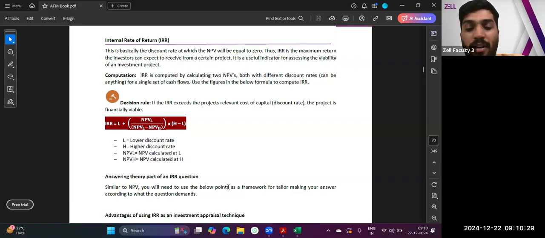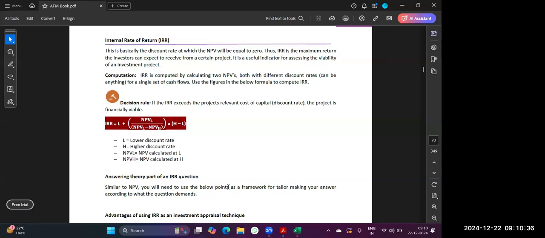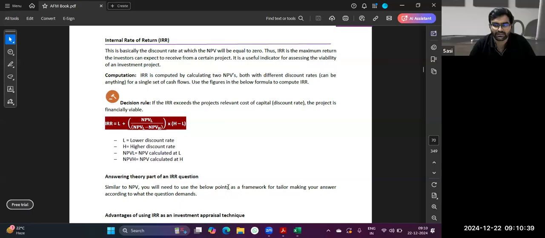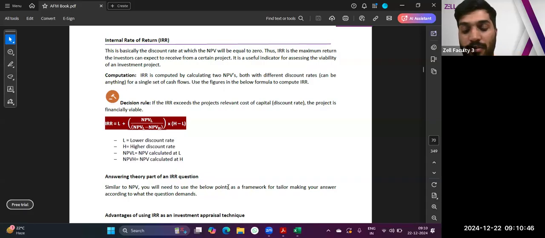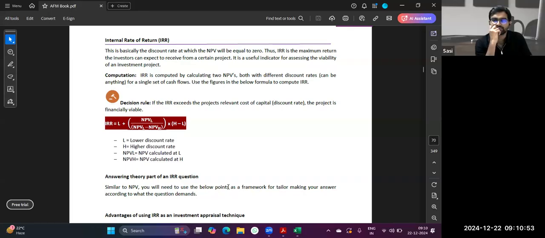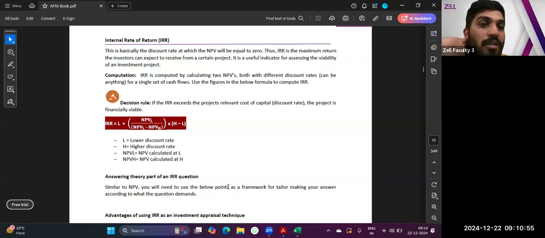Similarly, we have something called IRR. Have you guys heard of this term before? Yes, sir. What does IRR mean? Internal rate of return, the rate at which there is no profit or no loss. The rate at which my NPV is equal to 0. Correct. The point at which my NPV is equal to 0 is known as the IRR. Clear? Any questions still here?